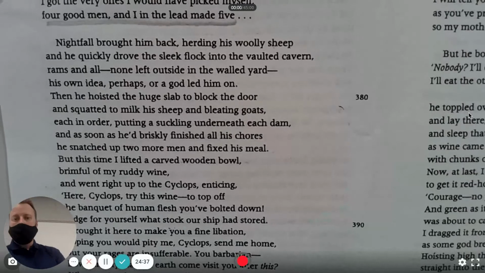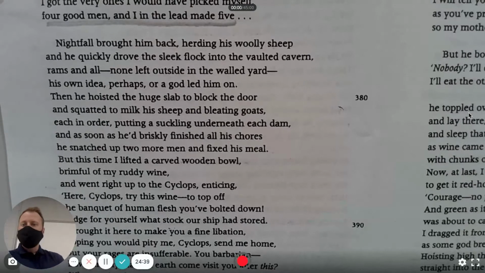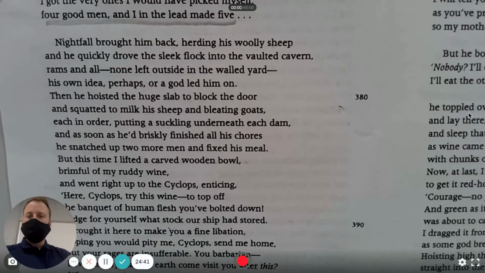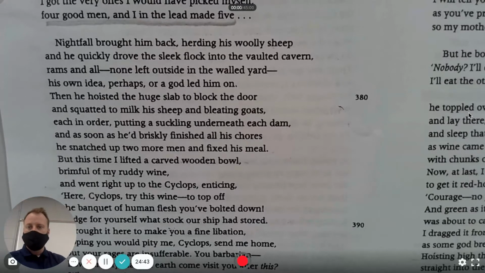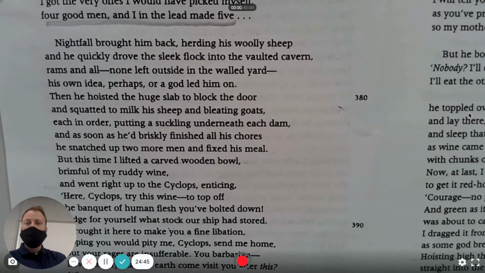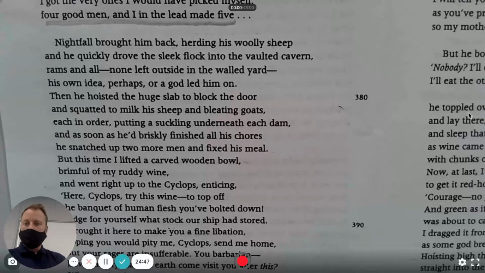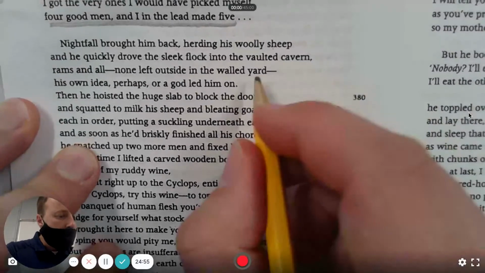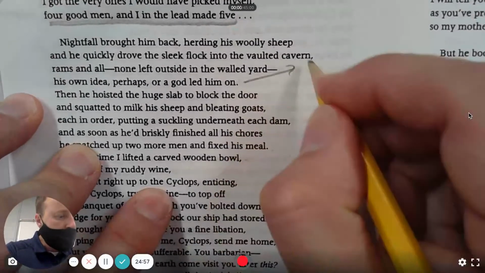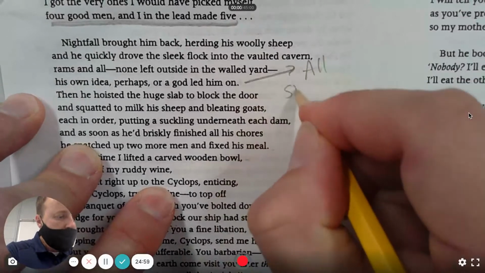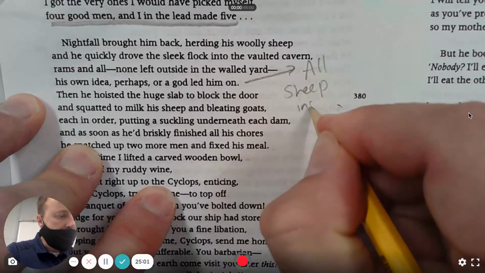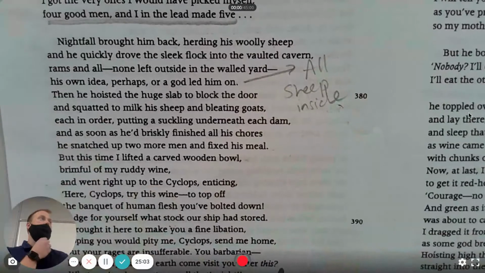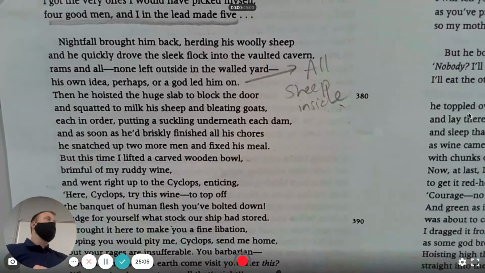Nightfall brought him back, herding his woolly sheep, and he quickly drove the sleek flock into the vaulted cavern, rams and all, none left outside in the walled yard. His own idea, perhaps, or a god led him on. So he doesn't put any sheep in the yard. He puts all the sheep inside. And that's going to kind of come back to be a good thing later.